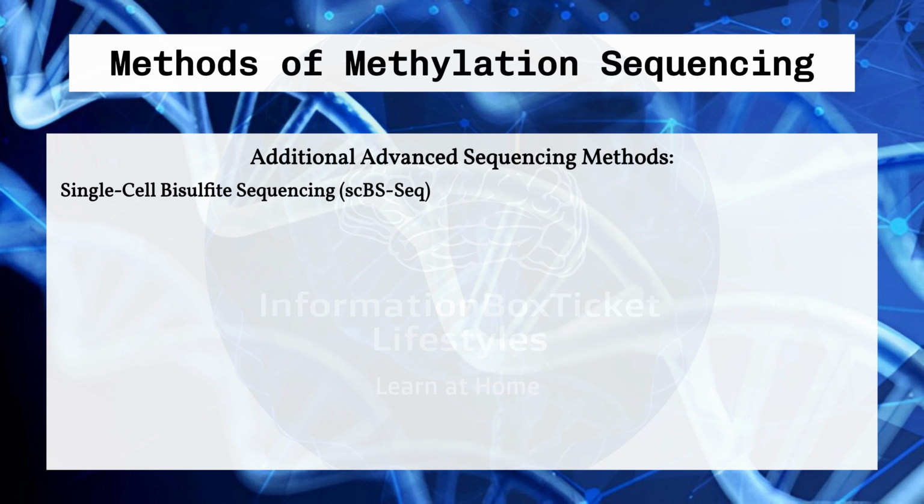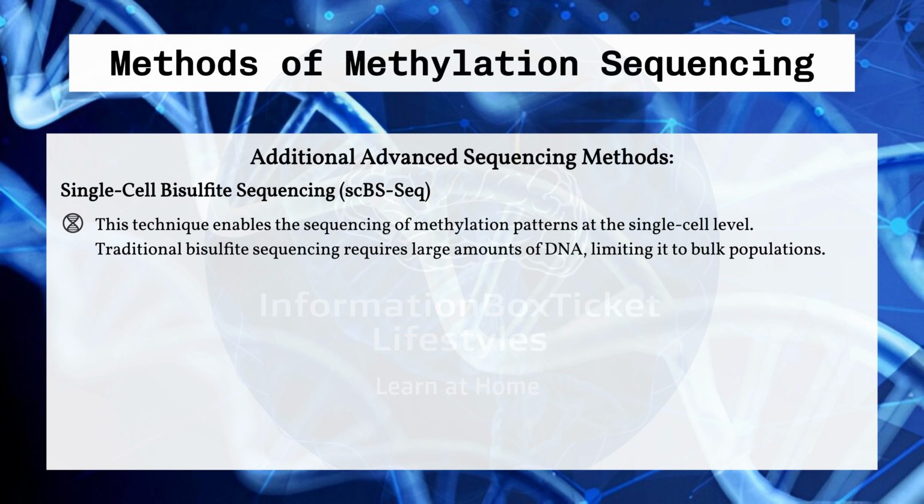Single-cell bisulfite sequencing, scBS-seq. This technique enables the sequencing of methylation patterns at the single-cell level. Traditional bisulfite sequencing requires large amounts of DNA, limiting it to bulk populations.